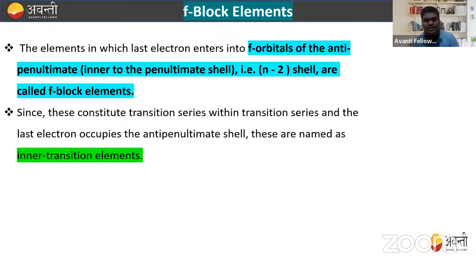We left this class at the F block element, right? We completed D block transition element, and now we are left with the F block elements, right? So, what is this F block element basically? Let's see quickly what is F block element.